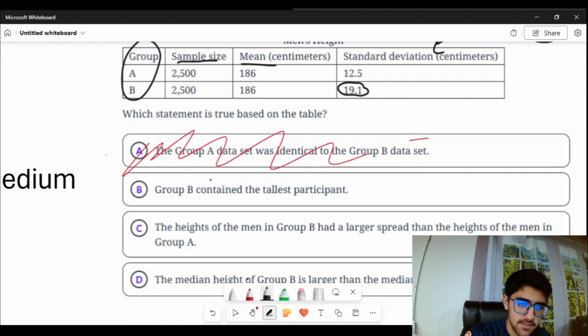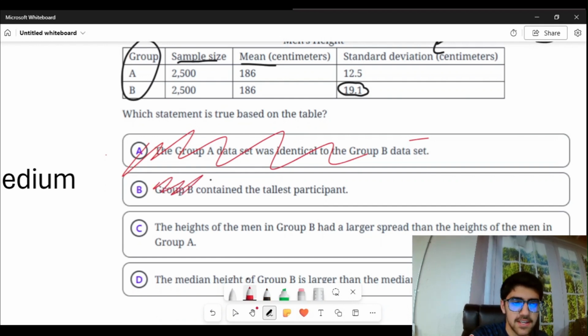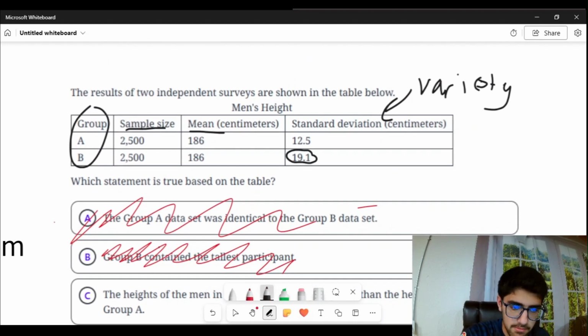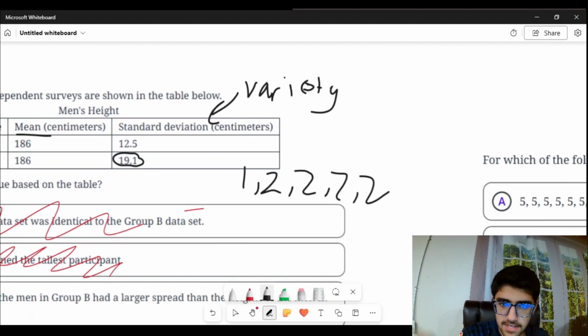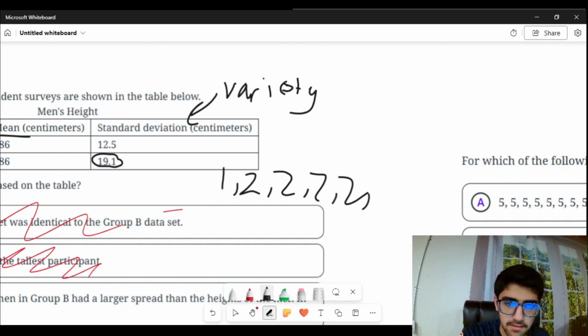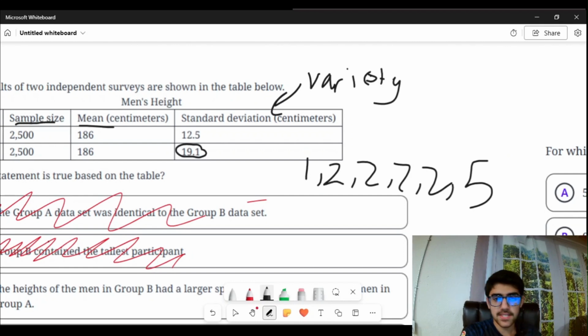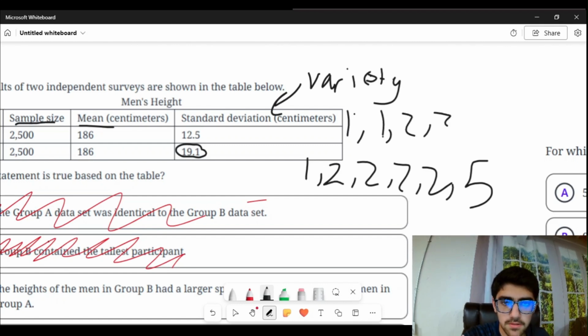This one is also wrong because although the standard deviation is higher, you might have had, let's say, 1, 2, 2, 2, 2, and then the tallest guy was, let's say, 5 meters. I know that's a lot. That's going to be a little standard deviation, but it still has the tallest number. What if this guy was 1, 1, 2, 2, 3, 4? That has more standard deviation, although it does not have the tallest number.